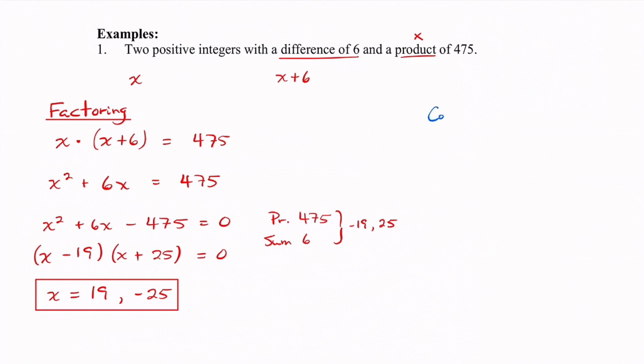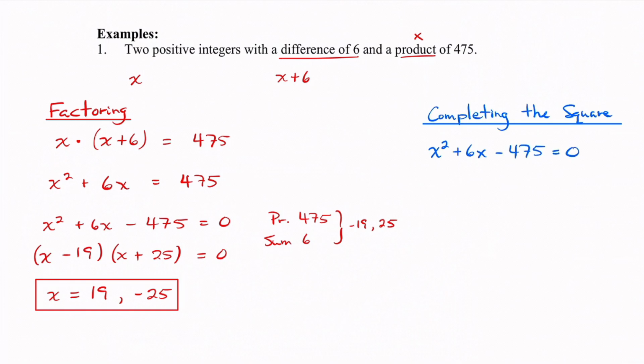The next way I'm going to do this one is I'm going to use completing the square. So for completing the square, I'm going to start with this line that we had right here. It's going to save me a little bit of time. So we had x squared plus 6x minus 475 equals 0. So what we did, we took this middle number here, 6, we divided that by 2, and then we squared it, and we're going to get 9. Okay, so now that I know that number, that's the number I'm going to add and subtract down below here.